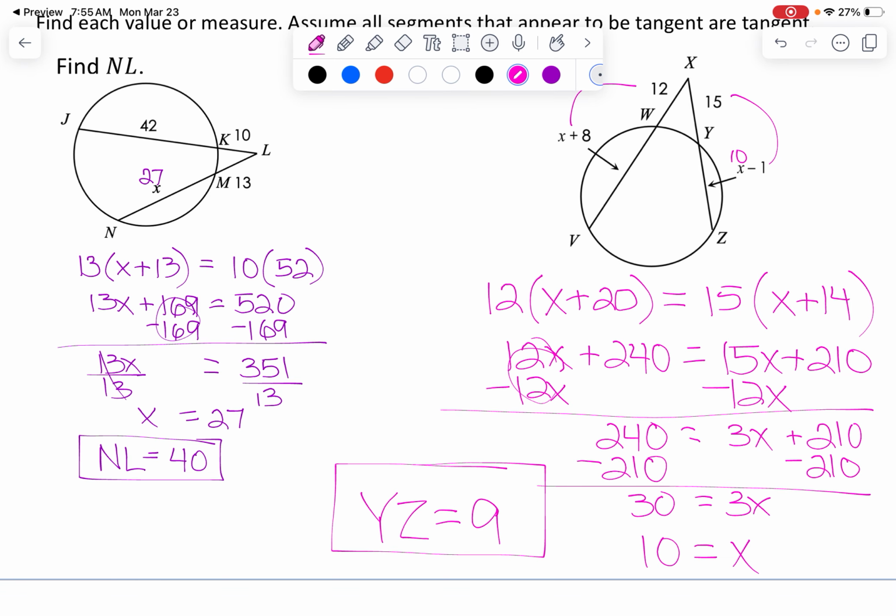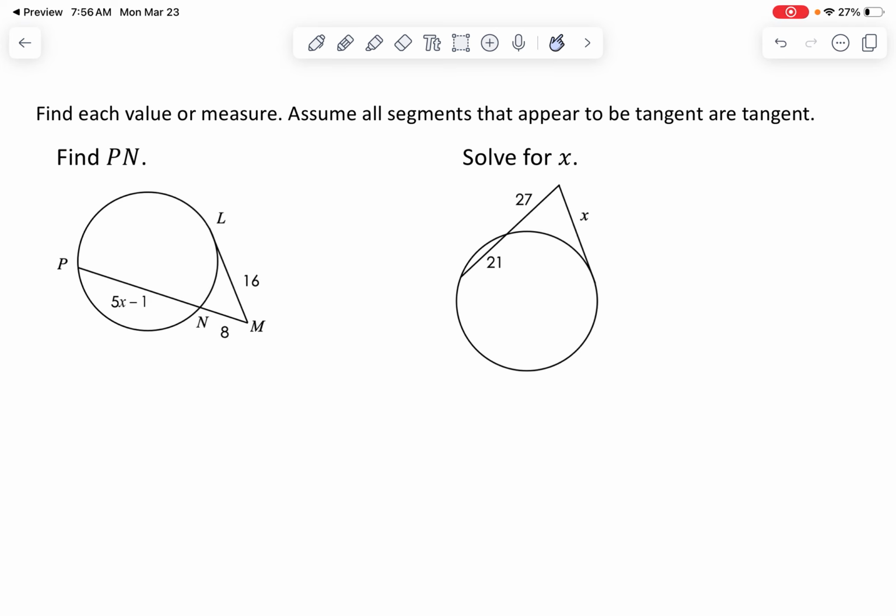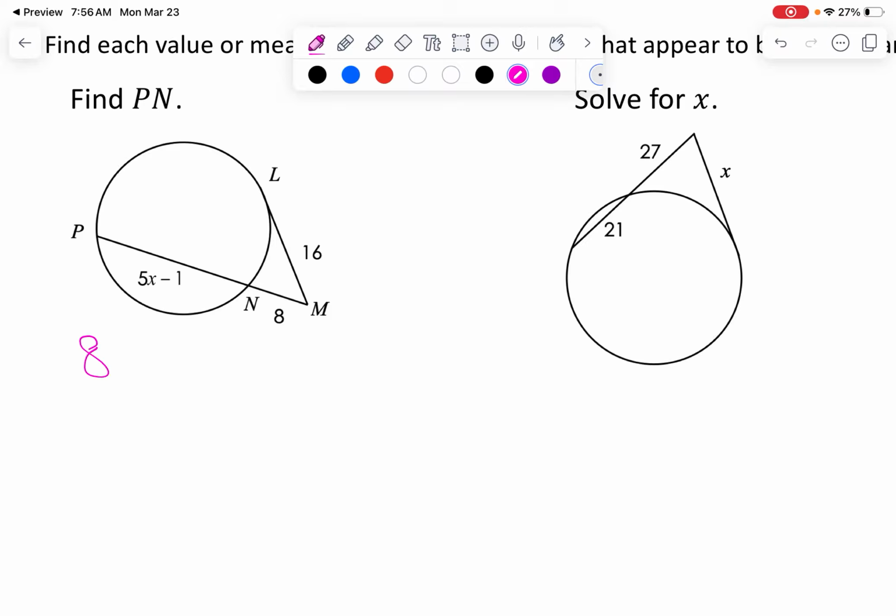Okay, in this case, we have that last type, where we have a secant and a tangent intersecting outside the circle. So, in the first one, we need to find the length of segment PN, and in the second one, we need to solve for x. All right, so this one said the outside times the whole thing, which this one would be 8 plus 5x. So maybe I'll write it out.